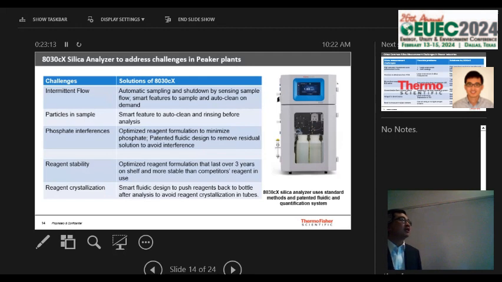Reagent stability: we formulate it in a way that it can last over 3 years on the shelf, and in the lab we tested it for more than 6 months when it's open to atmosphere and at your actual customer site. Reagent crystallization: as we said, pushing in and pushing back, using smart features that avoid any reagent precipitation or crystallization in the tubes.